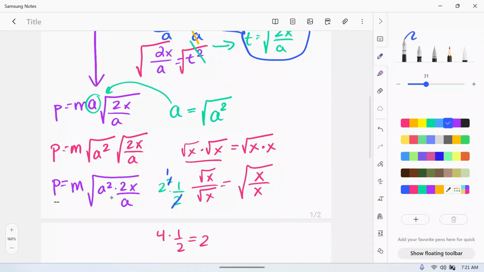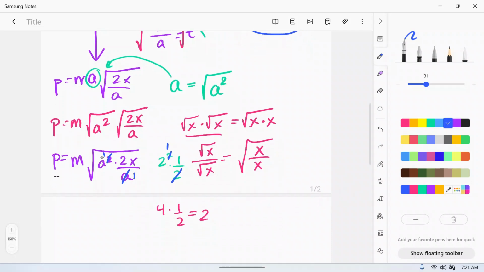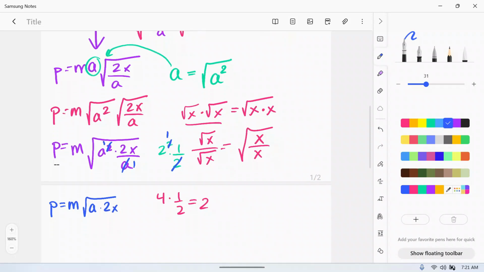So I'm going to do the same thing here. One of the A's on top and bottom will cancel. So the square will cancel, leaving A to the power of 1. And this A on the bottom cancels, leaving me with a 1. But 2x divided by 1 is just 2x. And A to the power of 1 is just A. So I get P is equal to M times the square root of A times 2x. And then generally we write numbers before we write letters, and you can do multiplication in any order. So I would rewrite this as P is equal to M times the square root of 2ax.